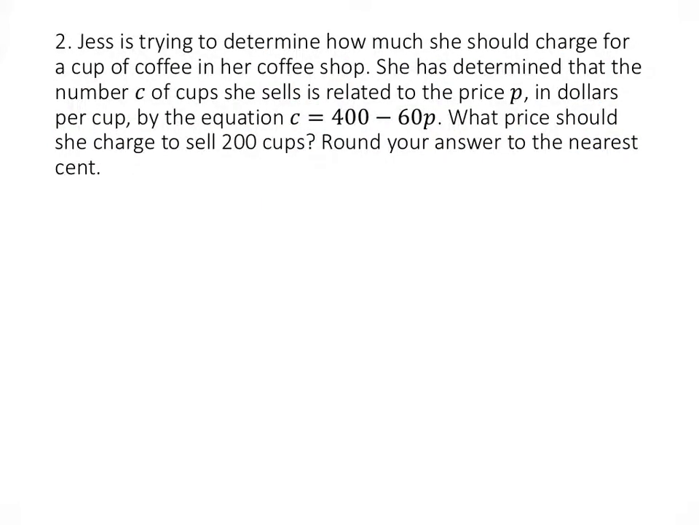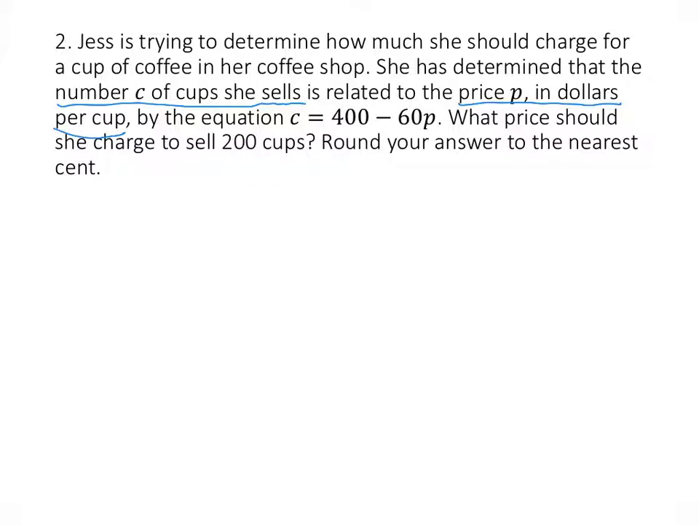This is another example of that easiest type of word problem where they give us an equation, and now our tasks are to figure out what the variables represent, plug in for one of the variables, and solve. So again, reading back through the problem, we see that C is the number of cups that this woman, Jess, sells, and then the price is P in dollars per cup. And so we have this equation.